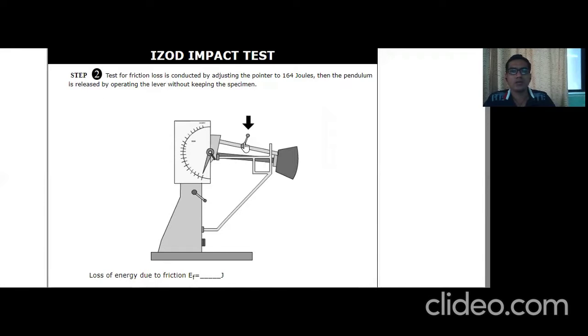Now we are going to release the pendulum using this lever. Here we get the loss of energy due to friction equal to 2 joules. So without a sample, we get the loss of energy due to friction for that test equal to 2 joules.